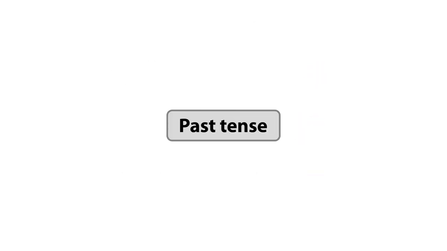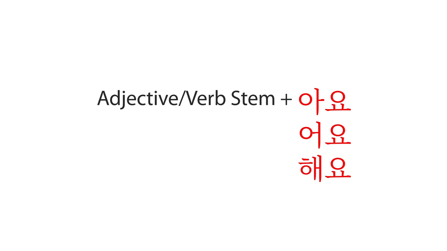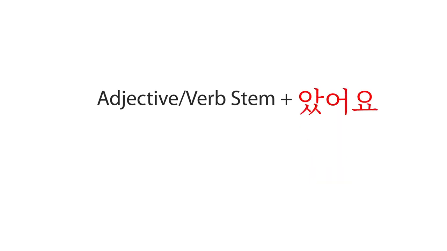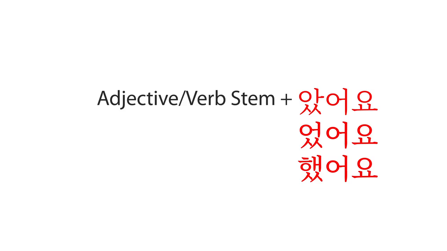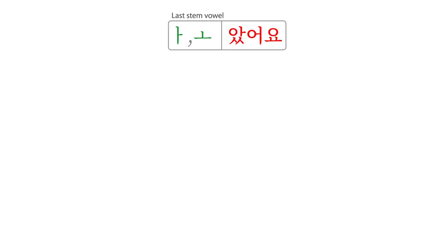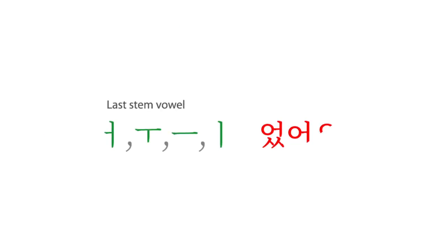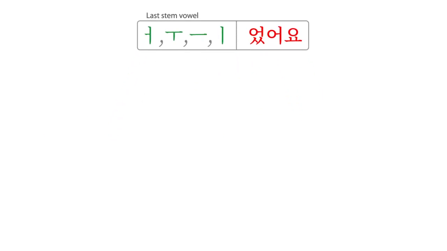Past tense is conjugated exactly the same way as the present tense, but the only difference is, instead of using 아요, 어요, 해요, we use 았어요, 었어요, 했어요. 아, 오, 았어요. 닫다, 닫았어요. 오다, 왔어요. 어, 우, 으, 이, 었어요.